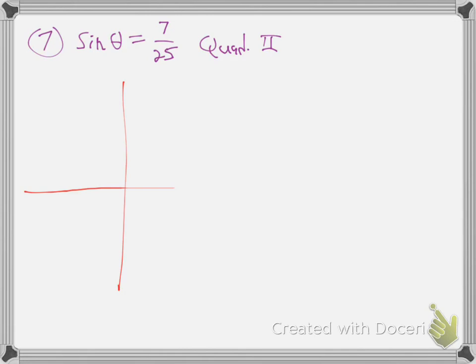So I'm going to have to do this big deal here to solve this problem. First off, I'm going to have to make a triangle, use the Pythagorean Theorem, and then use SOHCAHTOA all together to find the answer to this problem. The sine of theta is 7/25. We're in quadrant 2. So first off, this is quadrant 1, 2, 3, and 4, right? So I'm going to draw my theta angle in quadrant 2. So here we go. I'm going to make a triangle in quadrant 2.